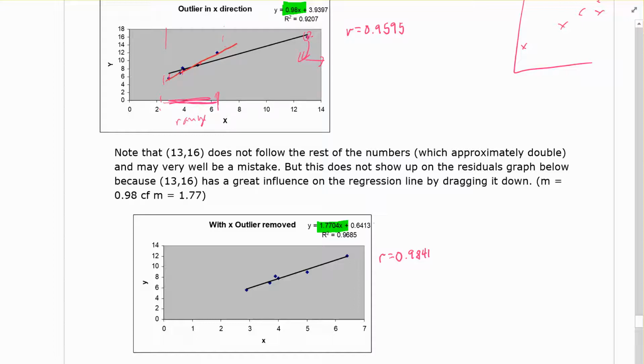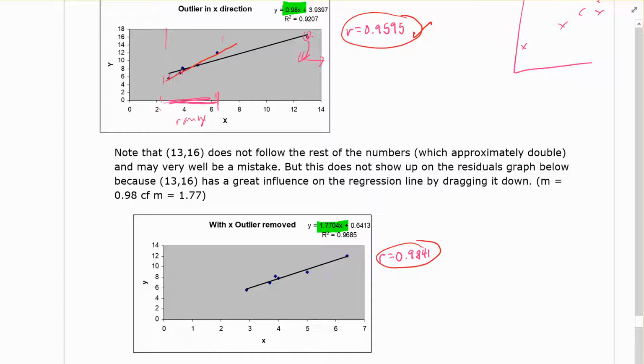And this equation is confirming that. And if you pay attention to your R values, again, this is still a strong relationship, but you'll notice it's even stronger again without the outlier. But that doesn't necessarily mean that I'm going to get rid of it. If it's a valid point, I need to hold on to it.